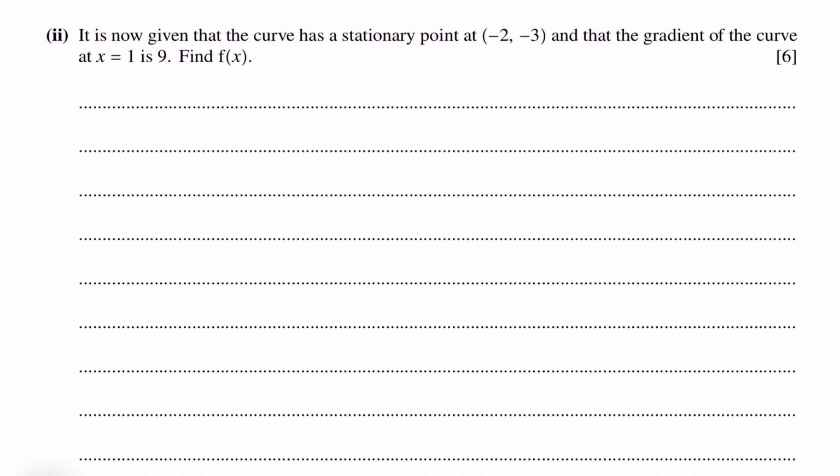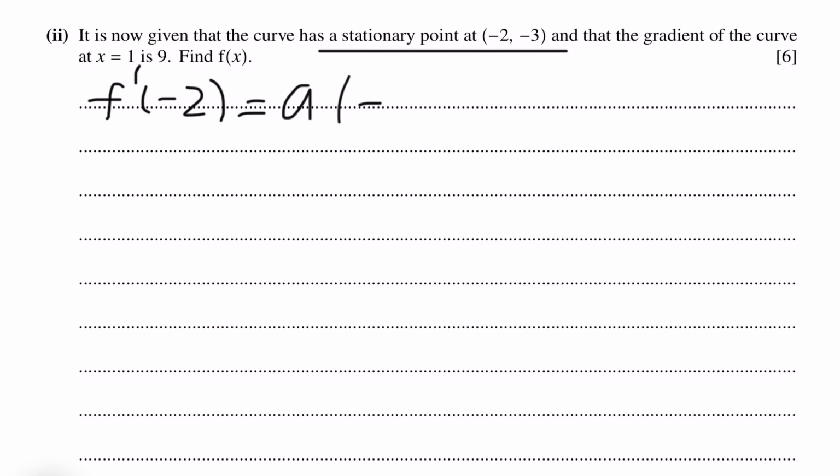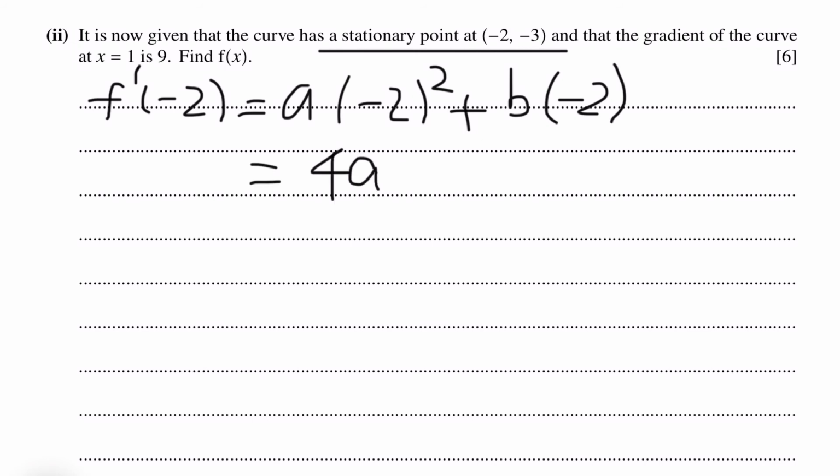It is now given that the curve has a stationary point at (-2, -3), and that the gradient of the curve at x equals 1 is 9. So find the function. Again, we have a stationary point, so we will use the x value, which is negative 2, in the derivative. So a(-2) squared plus b(-2). This will equal 4a minus 2b is equal to 0.